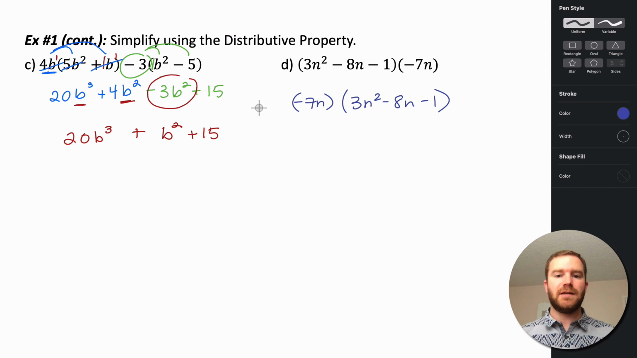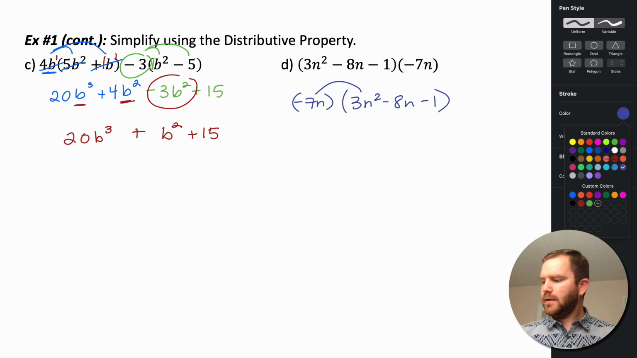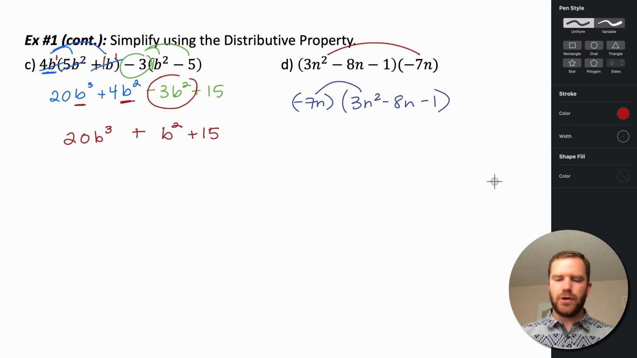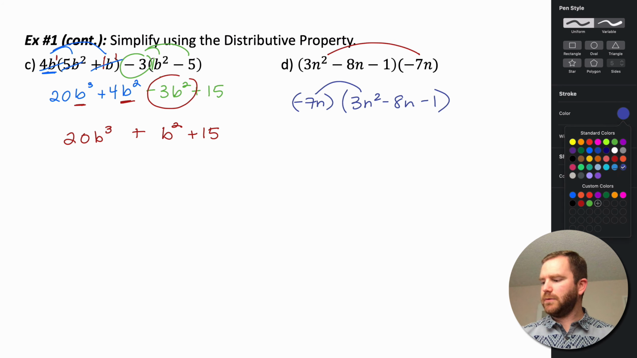The reason we can do this is because of the commutative property. The commutative property says if you switch the order in multiplication, you have the same value, like 3 times 5 is 15, the same as 5 times 3 is 15. So you really have a choice. It doesn't really matter which approach you take. Since I rewrote it, I'll just use this one here. So I would take the negative 7n and multiply it in. If I was going the other way, I would just be taking the last term first.